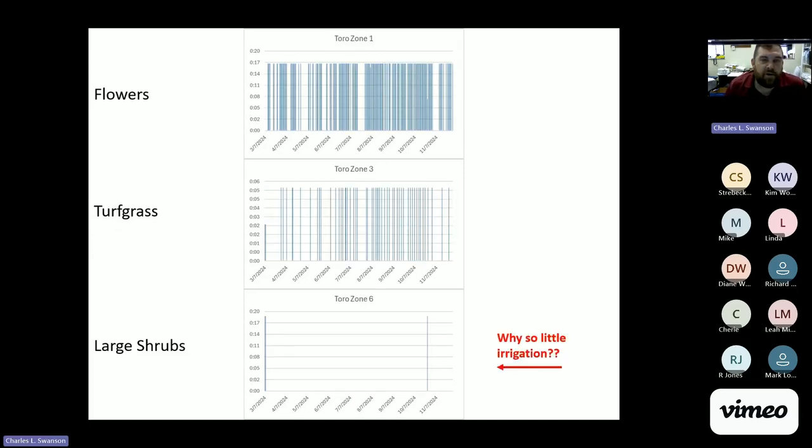Here we have a Toro controller, again, very similar concept. But if you notice in the last few controllers there, there's not a whole lot of irrigation occurring in that zone 6, which was our shrub zone. And so why was that?